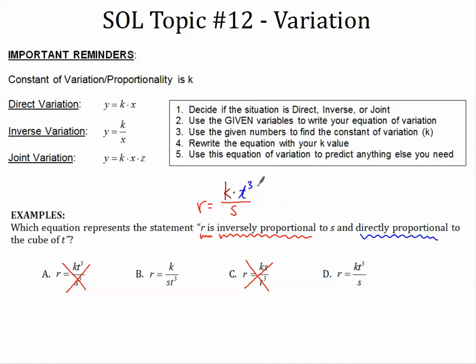So now I should see what we've got. Well, the t cubed is not being multiplied to k here, so therefore that's out. And we're down to this last one. You can see that r is inversely proportional to s. There's the k divided by s. And directly proportional to the cube of t. There's the k times t cubed. And there's my answer. We don't have to predict anything with it. They were just making us write the equation.